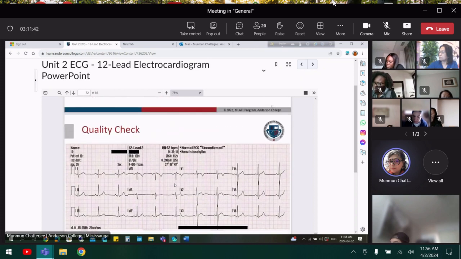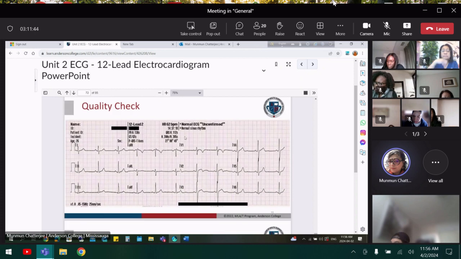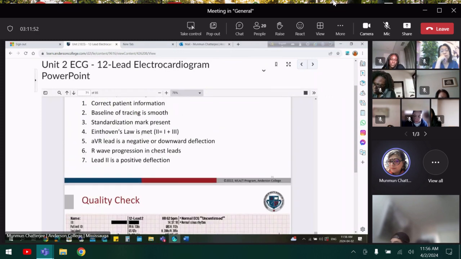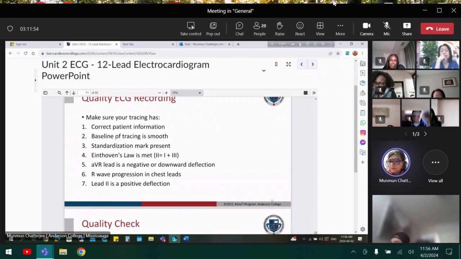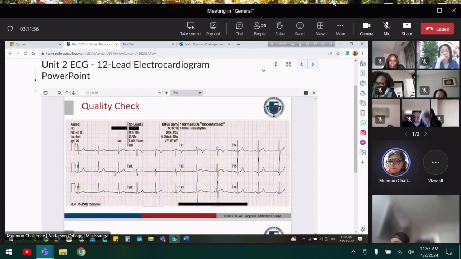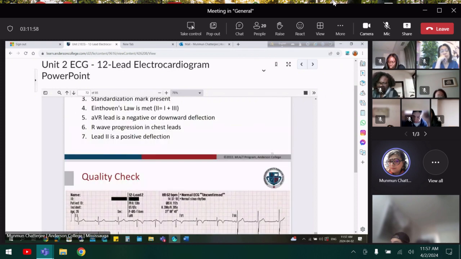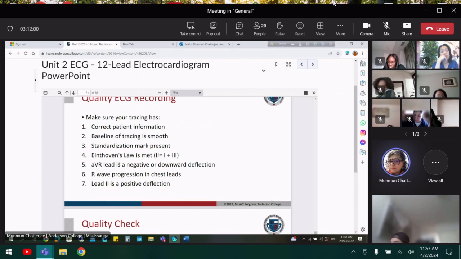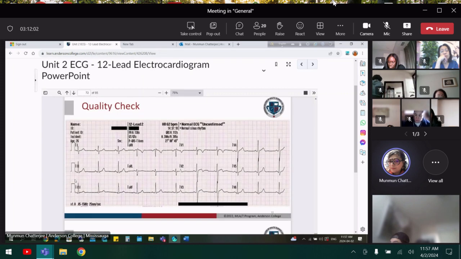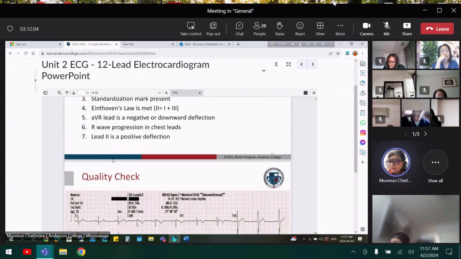Okay. Quality check, we have already told you. You have to check all the parameters: your patient name and ID is there, whether leads 1, 2, 3 are there, what is the positive deflection and negative deflection, and correct patient information. Then baseline tracing is smooth. Third, standardization marks present.